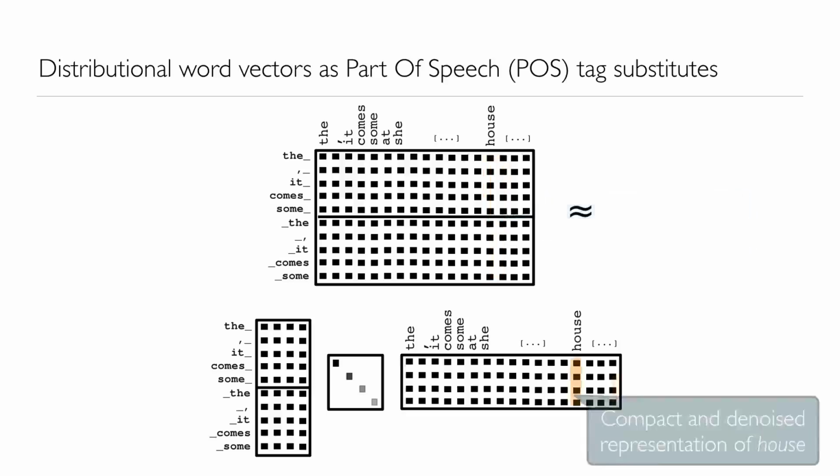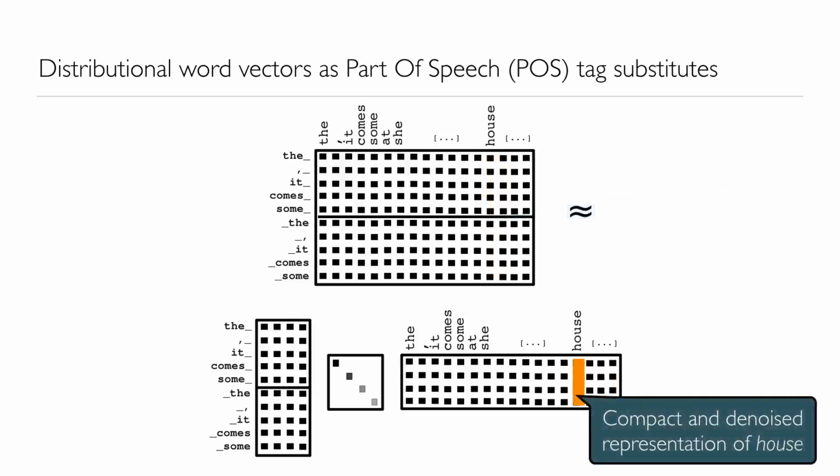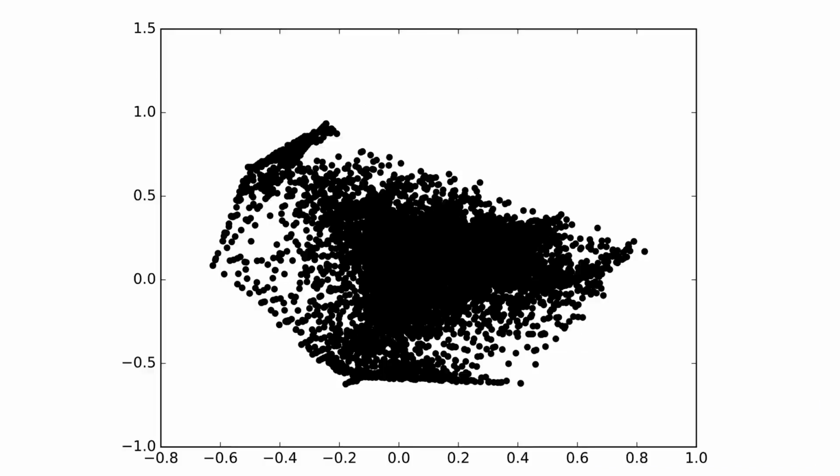So this is big and noisy, so we'd like to compress that. And we do that with singular value decomposition, a matrix factorization technique, whereby we obtain a compact and denoised representation of this vector of bigram counts. So you can think of the elements of this compact representation as points of words embedded in some high-dimensional space.